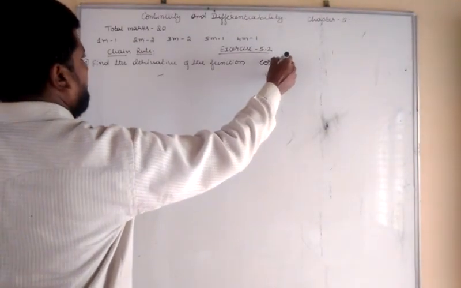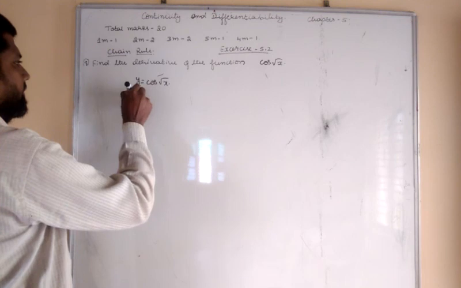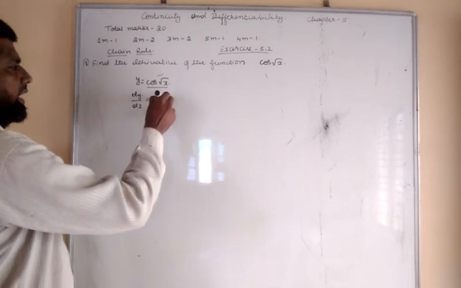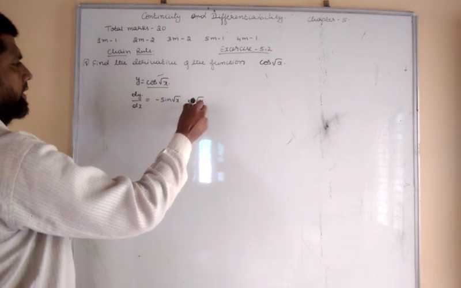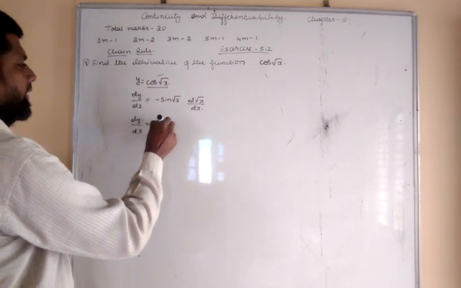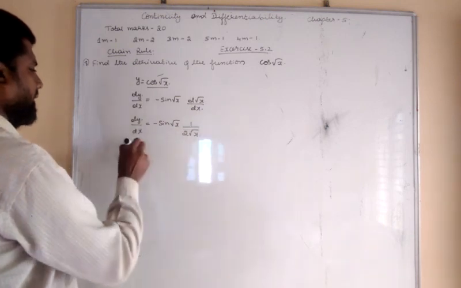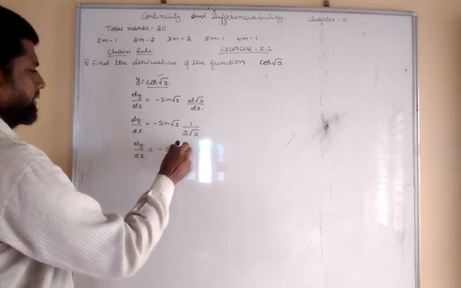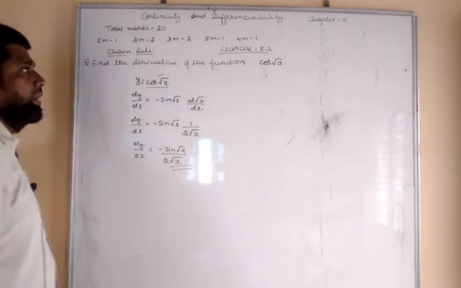Cos root x. So y is equal to cos root x. So differentiation of y with respect to x is equal to cos differentiation is minus sine root x. In the place of x, there is root x is there. Okay. Dy by dx is equal to minus sine root x. Root x differentiation is 1 by 2 root x. So we can write dy by dx is equal to minus sine root x by 2 root x. So this is the answer.